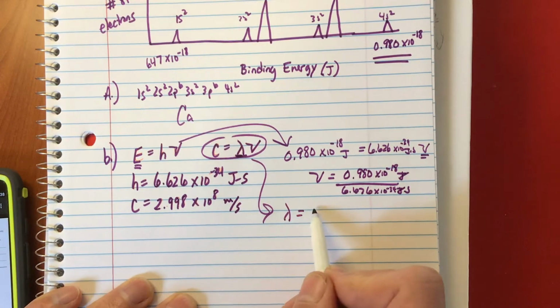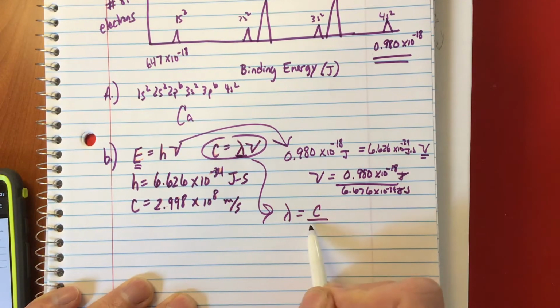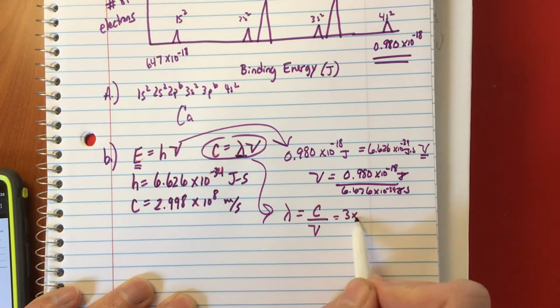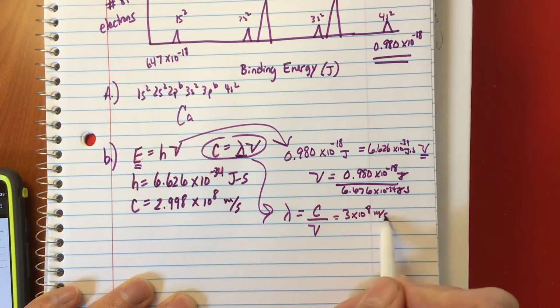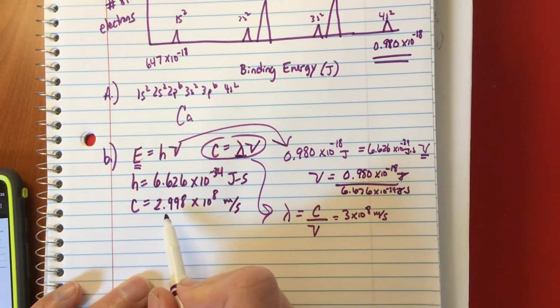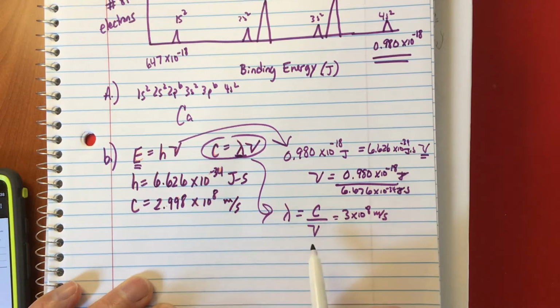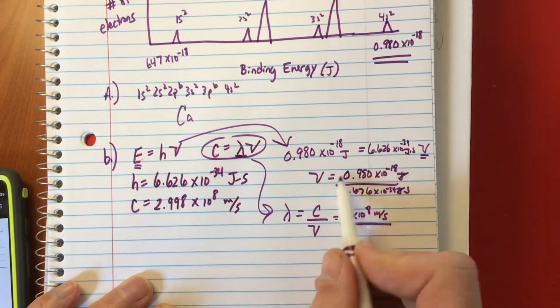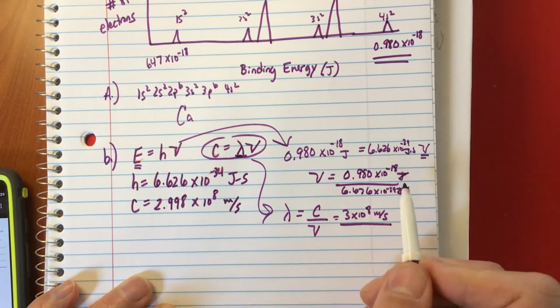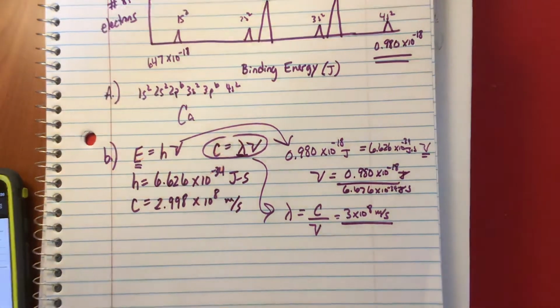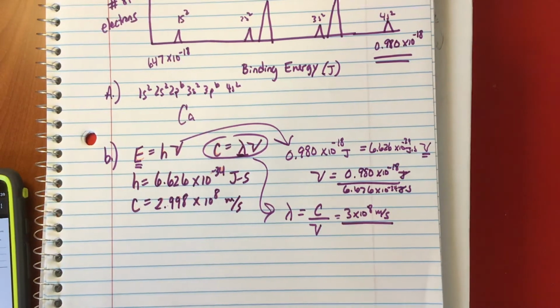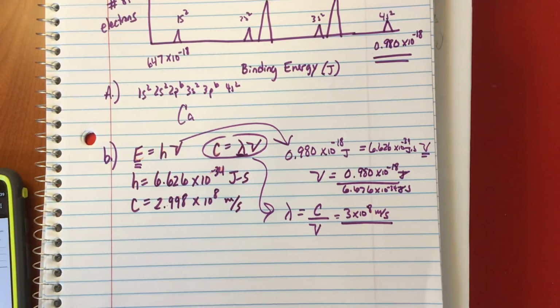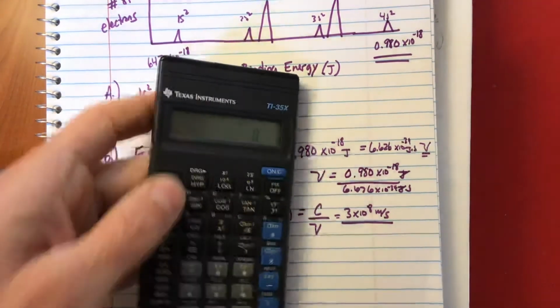Looking at this expression, lambda is going to be the speed of light divided by frequency. So that's 3 times 10 to the 8th meters per second, or I guess I should have used 2.998 times 10 to the 8th, divided by our answer from our calculation here. So real quick, I'll grab a calculator and do that. Okay, I got my calculator.